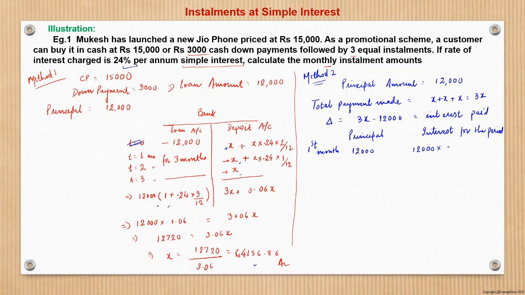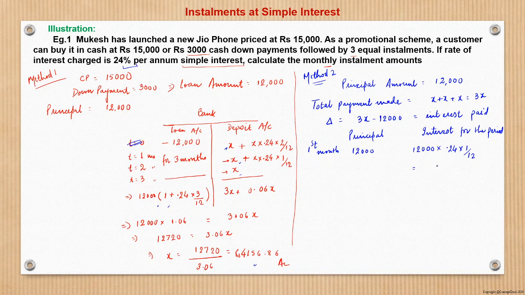P into R. R is 24% per annum, so that is 0.24 into T. T is 1 month, that is 1 by 12. Why are we doing 1 by 12? Because this 24 is in per annum terms, right? 24% per annum, so the time will also be in years. Or we can convert 24 into per month by dividing by 12, then we will keep only 1 month here, right?